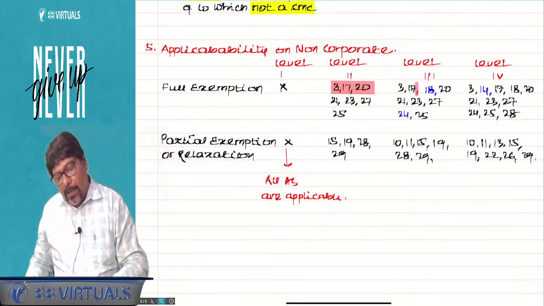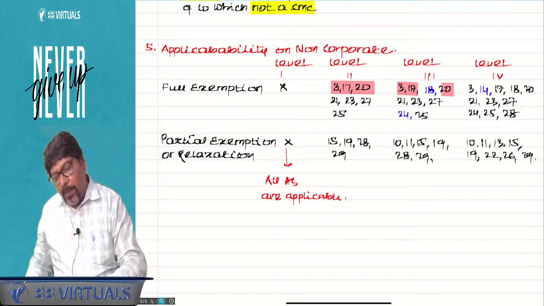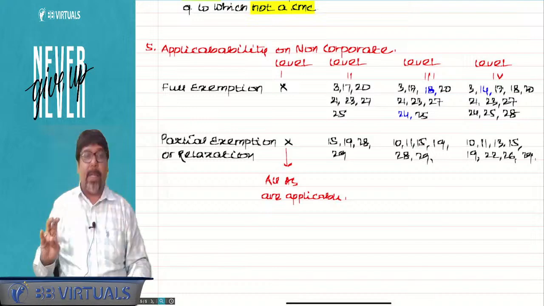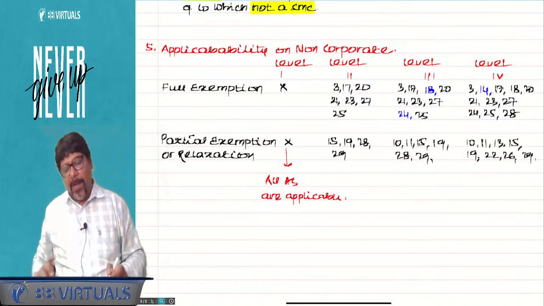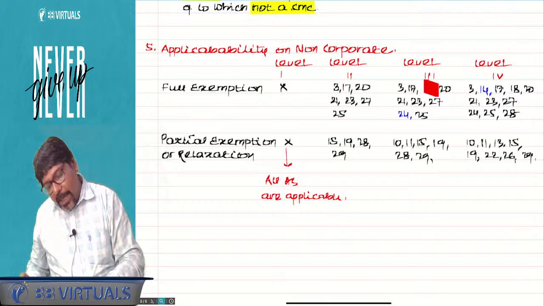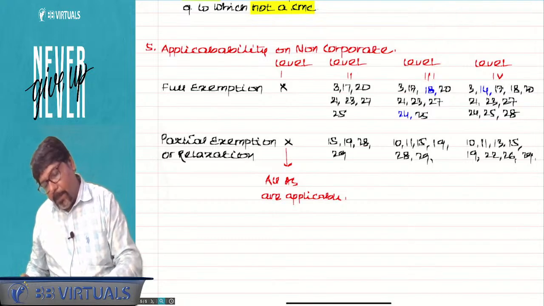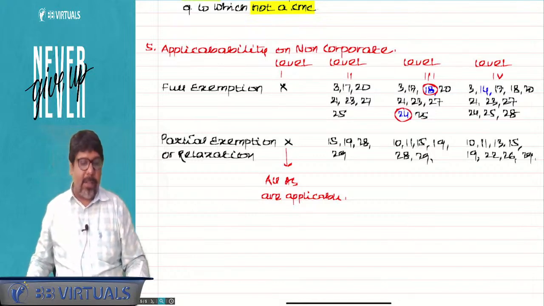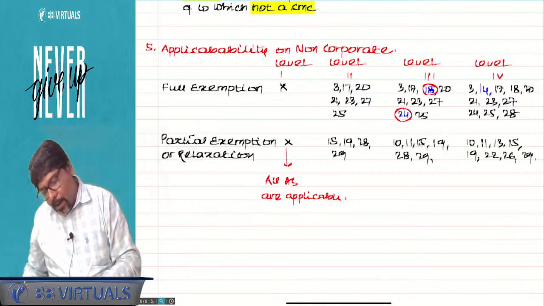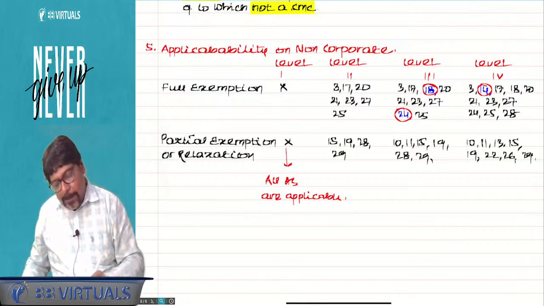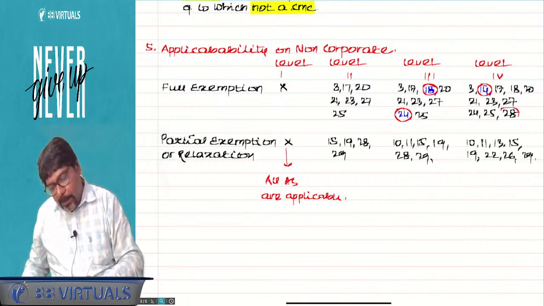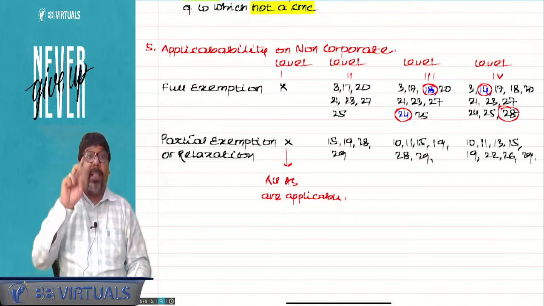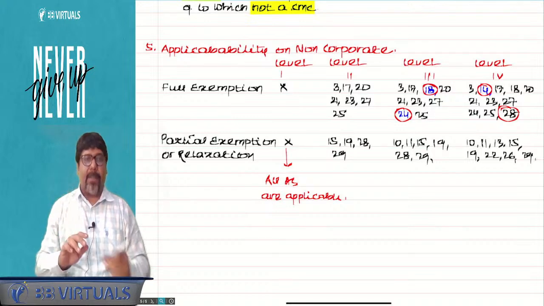3, 17, 20 is common. Correct. 3, 17, 20, 21, 23, 27 and 25. These are common. Over here, extra is how much? 18 and 24 are extra. Then next, 14 and 28 extra. Level 1 में 3, 17, 20, 21, 23, 27 and 25.